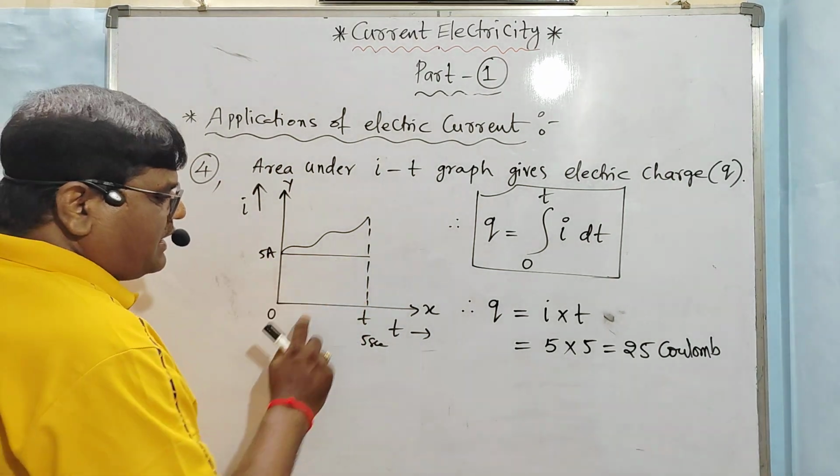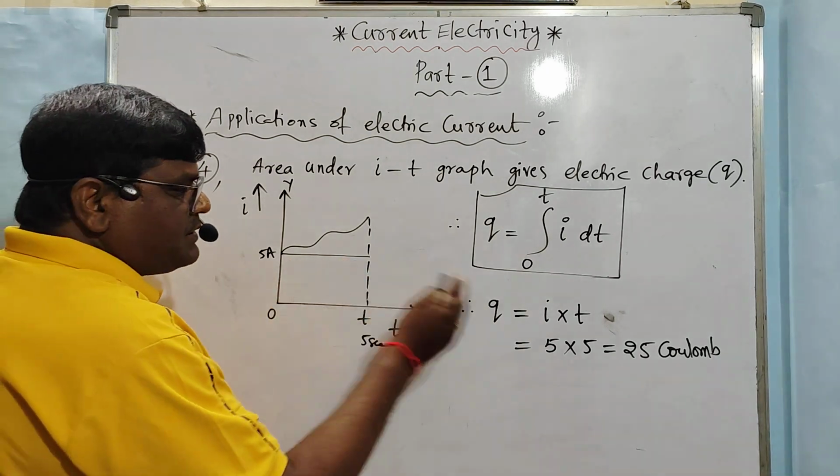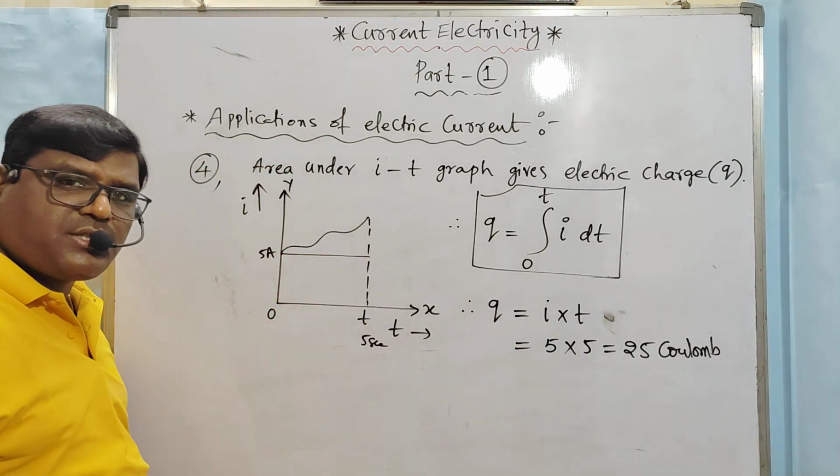If it is not like that, this is the constant current here. Current is not changing with respect to the time. If it is constant current, like this we can find the charge.